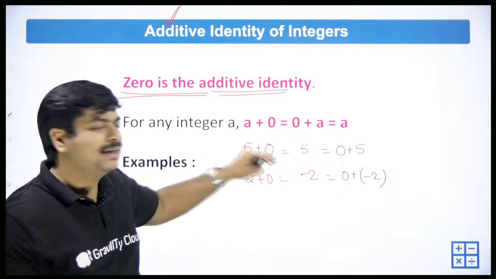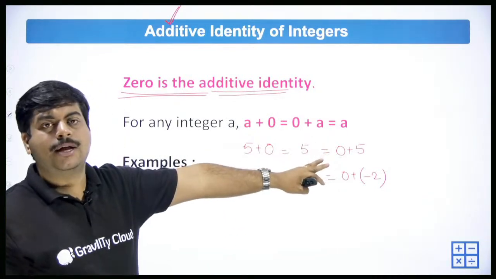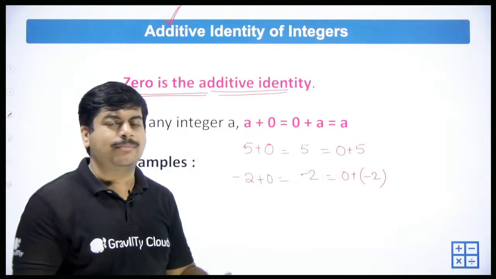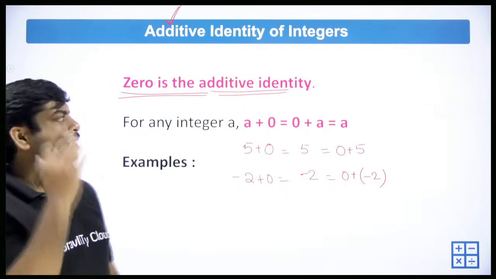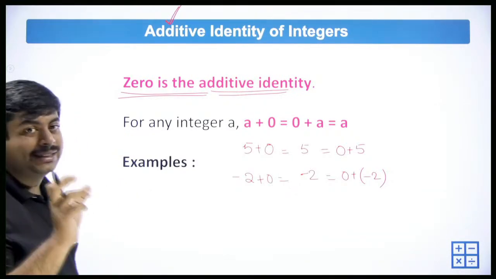For the number 5, you're adding nothing, so the same number will appear. For minus 1000, you're adding 0, that means you're not changing anything. The same minus 1000 will come. Okay, so that is about additive identity.